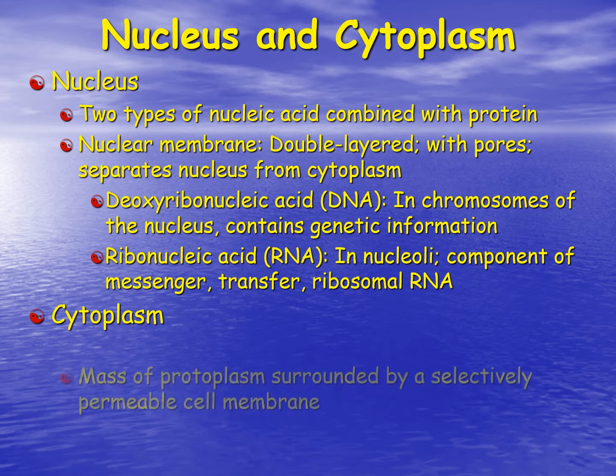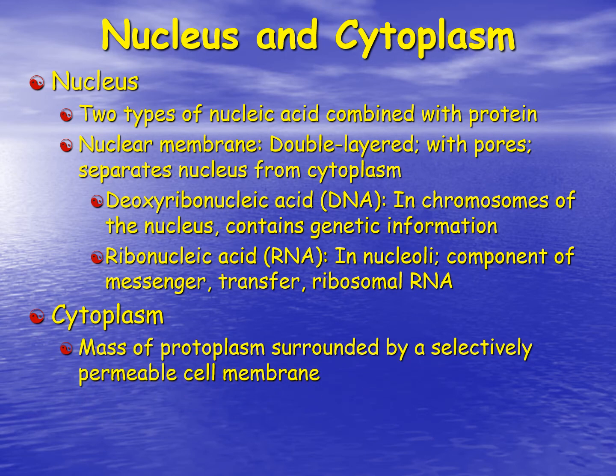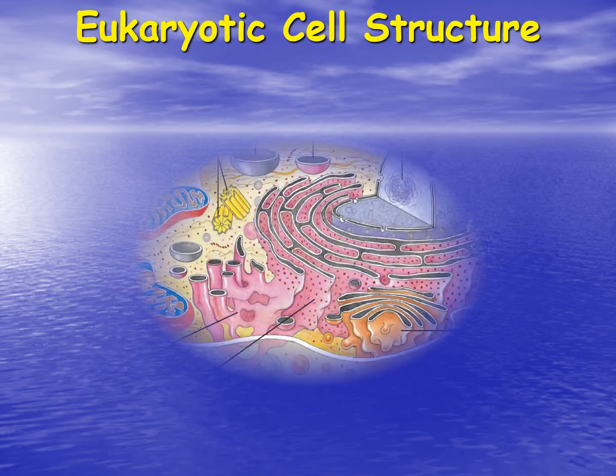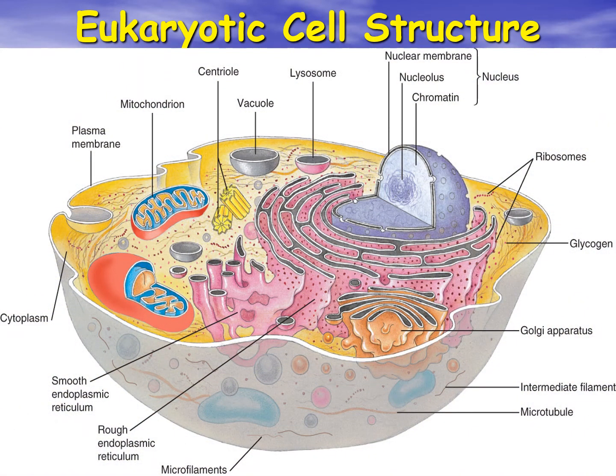The cytoplasm contains everything else. It's surrounded by the selectively permeable cell membrane made up of the phospholipids and contains the organelles of the cells. And this is your generic eukaryotic cell structure. So take a moment, review these. I'm going to go through this very, very quickly because, again, this should be review from your anatomy and physiology courses.